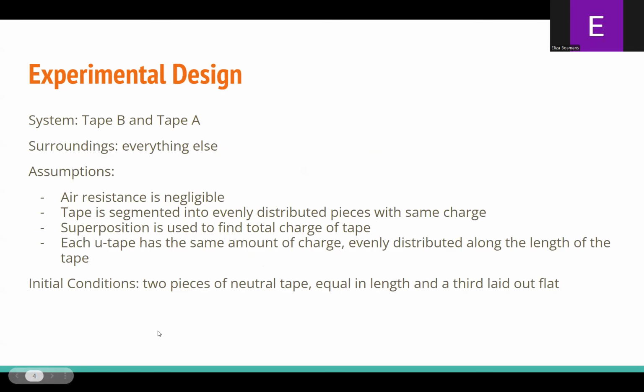And then the experimental design, the systems were the tape B and tape A, or the tape on top and the tape on bottom. Surroundings is everything else. Air resistance is negligible. Tape is segmented into evenly distributed pieces with same charge. And then superposition is used to find total charge of tape. Each tape has the same amount of charge evenly distributed along the length of the tape. And then the initial conditions were 2 pieces of neutral tape equal in length and a third laid out flat.